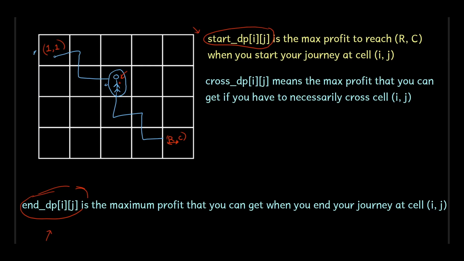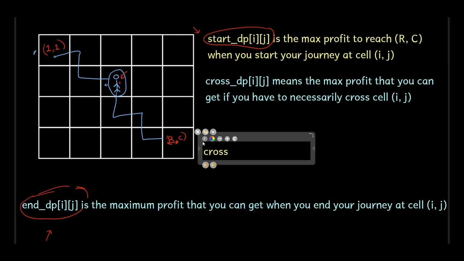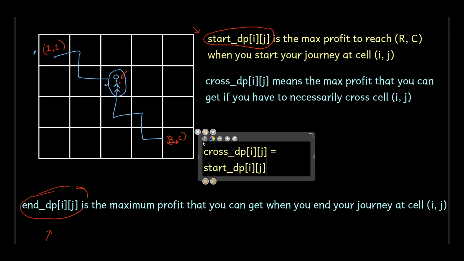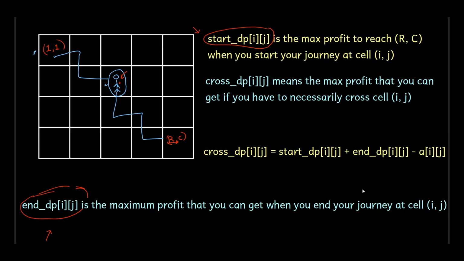So the transitions would very simply be, for cross DP, it's the easiest transition. So cross DP of I comma j is nothing but start DP of I comma j plus end DP of I comma j minus A of I comma j. So this is the simplest transition for the cross DP.